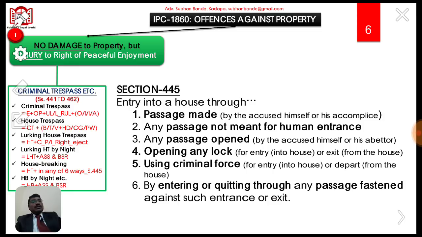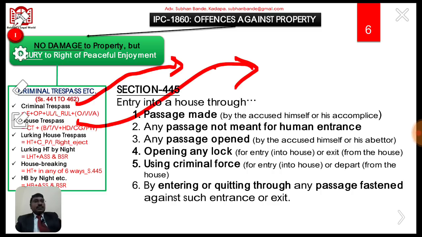These are the offences that come under the first category, that is offences against property, where there is no damage to the property. In criminal trespass, he enters into the property of another person unlawfully, or he enters lawfully but remains there unlawfully. But the intention of the accused is to commit an offense or to intimidate, insult or annoy such person. Here the accused didn't cause any damage to the lawful possession of the property. In a house trespass, there is no damage to the building, vessel or tent.